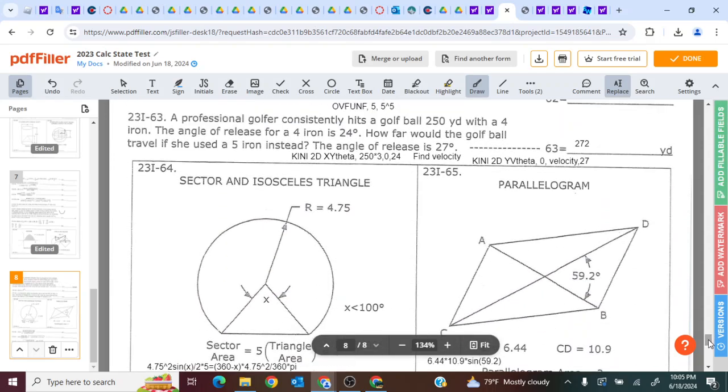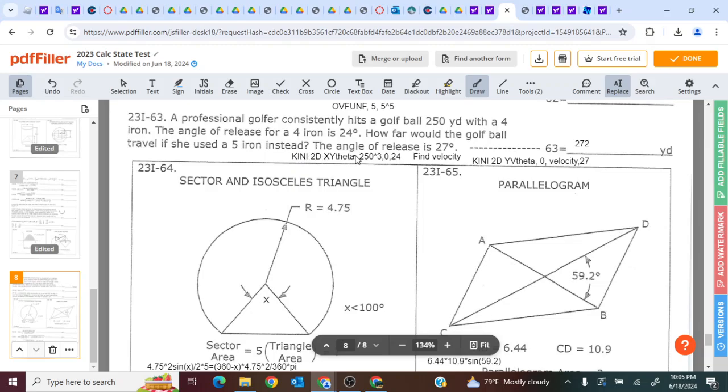63, a professional golfer consistently hit the ball that far with a 4-iron, and the angle is that. How far would the golf ball go if she used a 5-iron with a 27-degree release angle? Okay, in this case, the velocity is going to be the same among both shots, so we need to figure out what that velocity is. So we can use your kinematics 2D program.